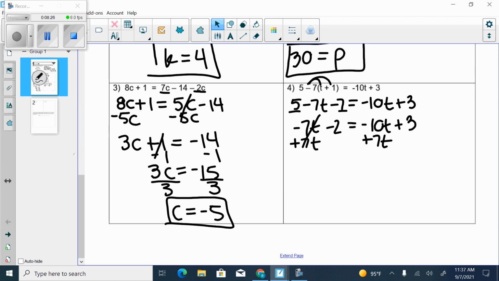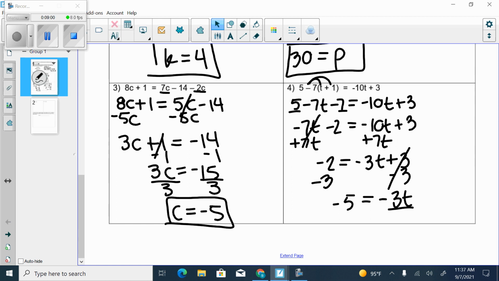We also could have added 10t, right? Either direction would work. So I got negative 2 equals, what is negative 10t plus 17? Good. Plus 3. All right, now what should we do? Okay. All right, and then I've got negative 2 minus 3. Okay. So negative 5 is equal to negative 3t.